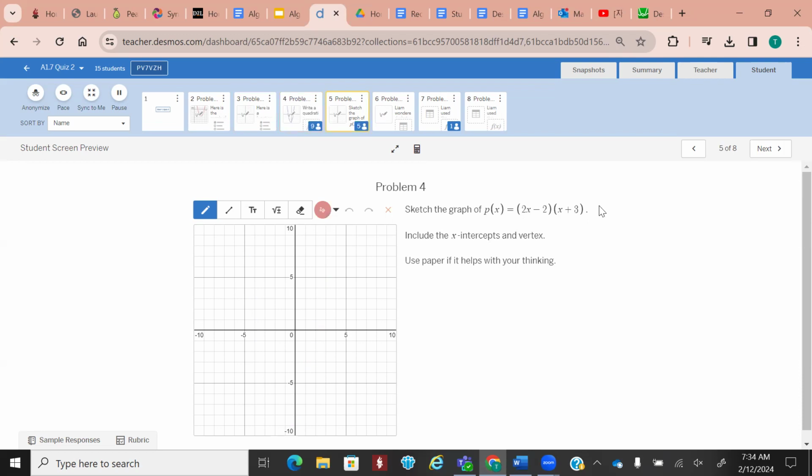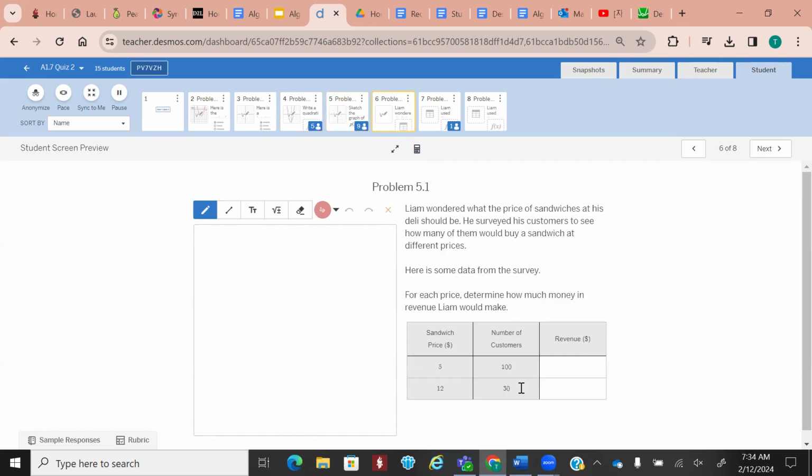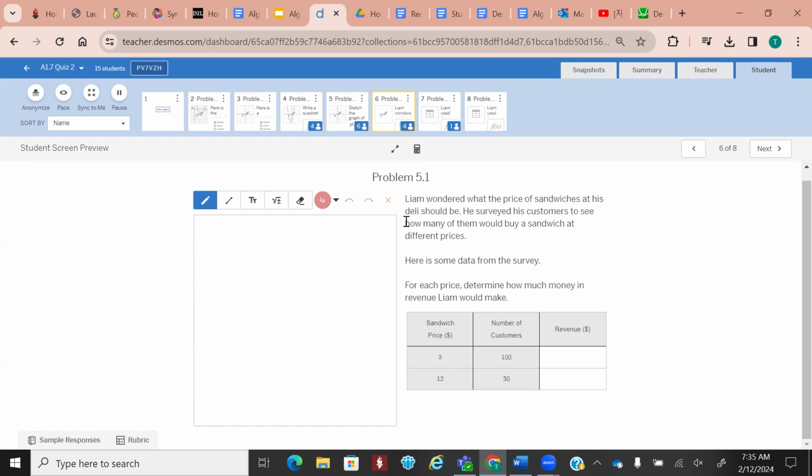Next one, sketch the graph. Again, you could have typed this into Desmos and then just sketch it. Does it tell us any information?